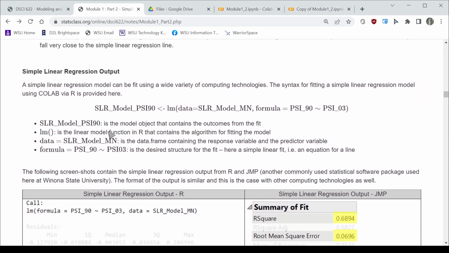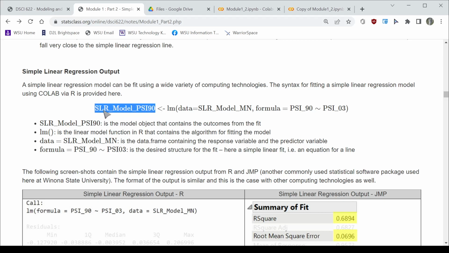Okay, let's talk a little bit about the regression output. The simple linear regression model can be fit, as I said, using a variety of computing technologies. The syntax that I am showing you here is for R, which is being run in Colab. If you were to run this using Python or other computing technologies, it's going to be somewhat similar to this.